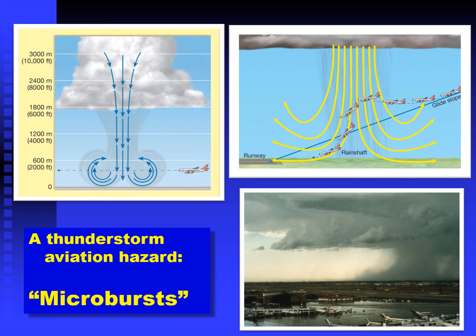Okay, so microbursts. Microbursts are basically a type of downdraft, and that scary image there in the top right shows what can happen to airplanes when they are trying to land in a thunderstorm and they get caught in one of these microbursts. And then in that photo to the bottom right, you can visually see the microburst there as it's accompanied by incredibly heavy rain.